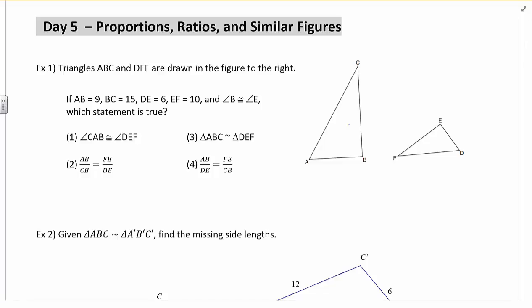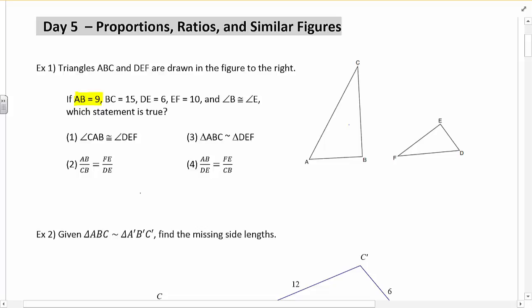All right, before we start this one, real quick, on your paper, it probably says right here where mine says AB equals 9, yours probably says AB equals 0. So that should be changed so that it says AB equals 9. All right, so assuming now that that says AB equals 9, it says triangles ABC and DEF are drawn to the right. Which of these statements is true?